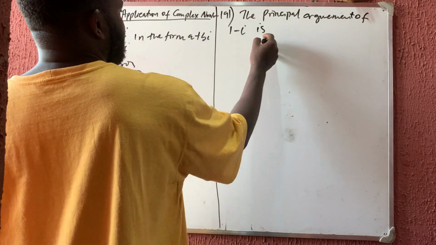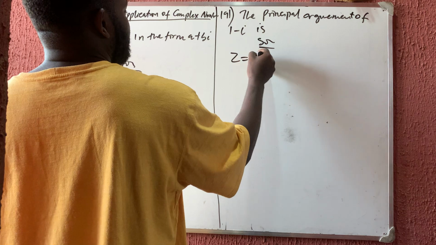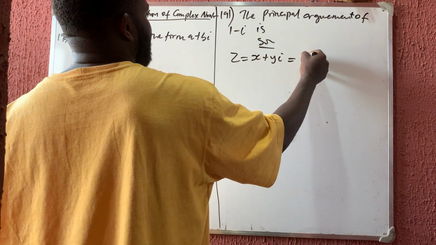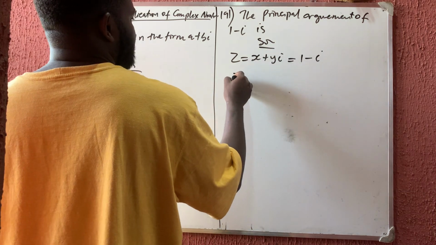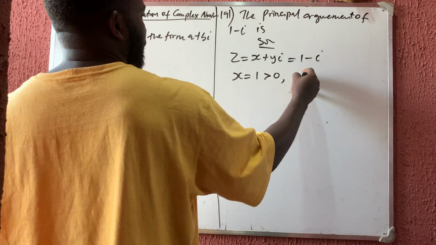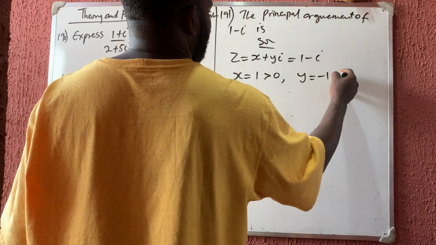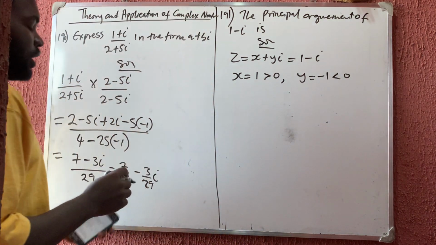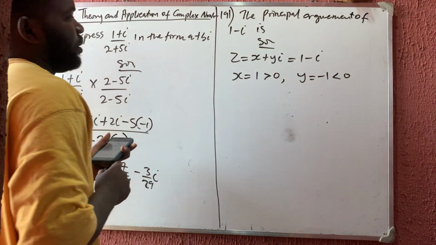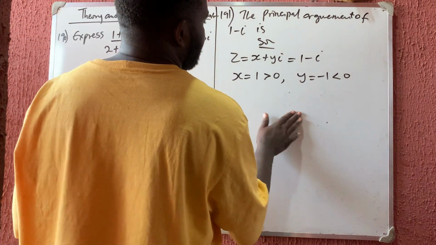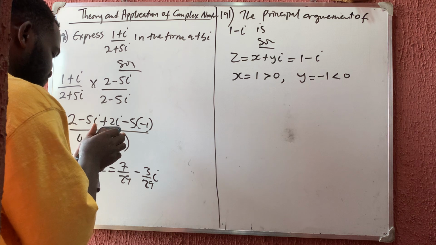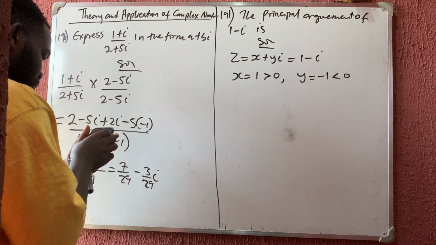Now, in principal argument solution, they gave us that z is equal to x plus yi, which is equal to 1 minus i, which shows that x is equal to 1, which is greater than 0, and y is equal to minus 1, which is less than 0. So according to principal argument, if x is positive, principal argument is equal to normal argument.